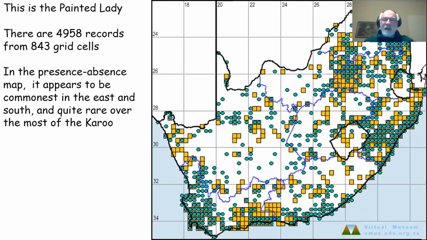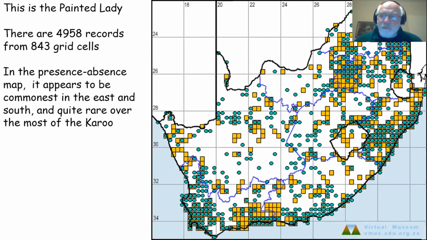This is the painted lady butterfly, universal butterfly almost throughout the world. In this map, there are 4,958 records from 843 grid cells. Once again, the specimen records are separated from the virtual museum records in this presentation.